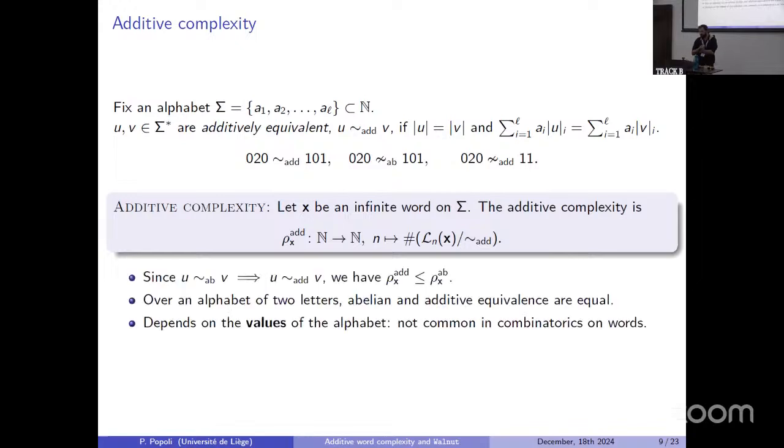Since abelian equivalence implies additive equivalence, the additive complexity is smaller than the abelian complexity. Over an alphabet of 2 letters, it is easy to see that the abelian and the additive equivalences are the same. So we will study only words over an alphabet of 3 letters. Also, something that is not very common in our research field is that it depends on the values of the letters. And we will see that we will play with this later.